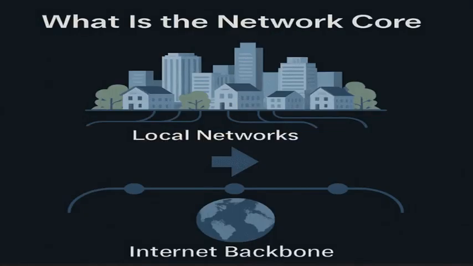The network core refers to the central part of the internet infrastructure. It's responsible for fast and efficient data transmission between different networks and devices. Unlike the network edge, where users and devices connect, the core is like the central highway for data packets.